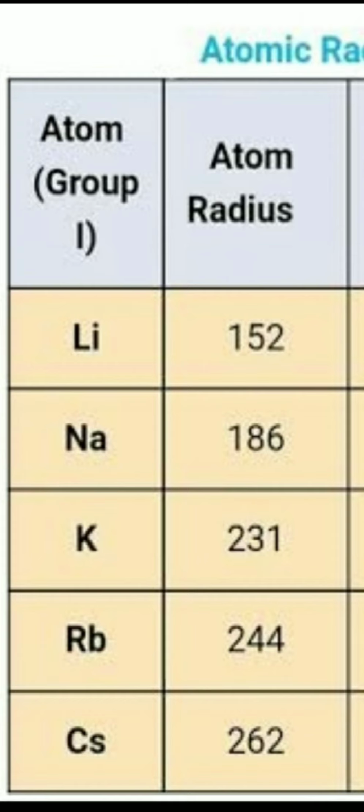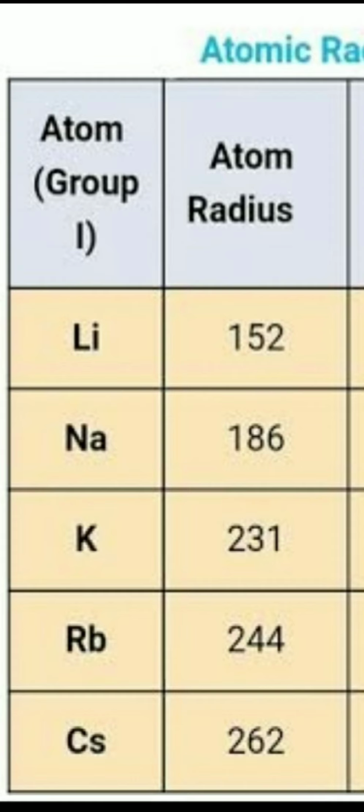Let us see here. First, lithium atomic radius 152. Second, sodium 186. Then potassium 231. Then rubidium 244, and cesium 262. So we are arranging these vertically downward in increasing order of atomic radius.